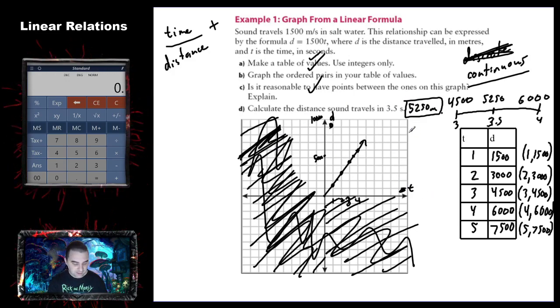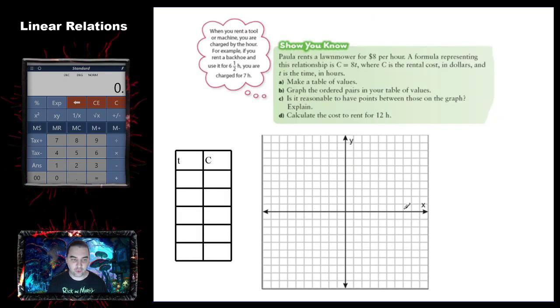All right. Let's move forward to a new one. And this is a show you know example.